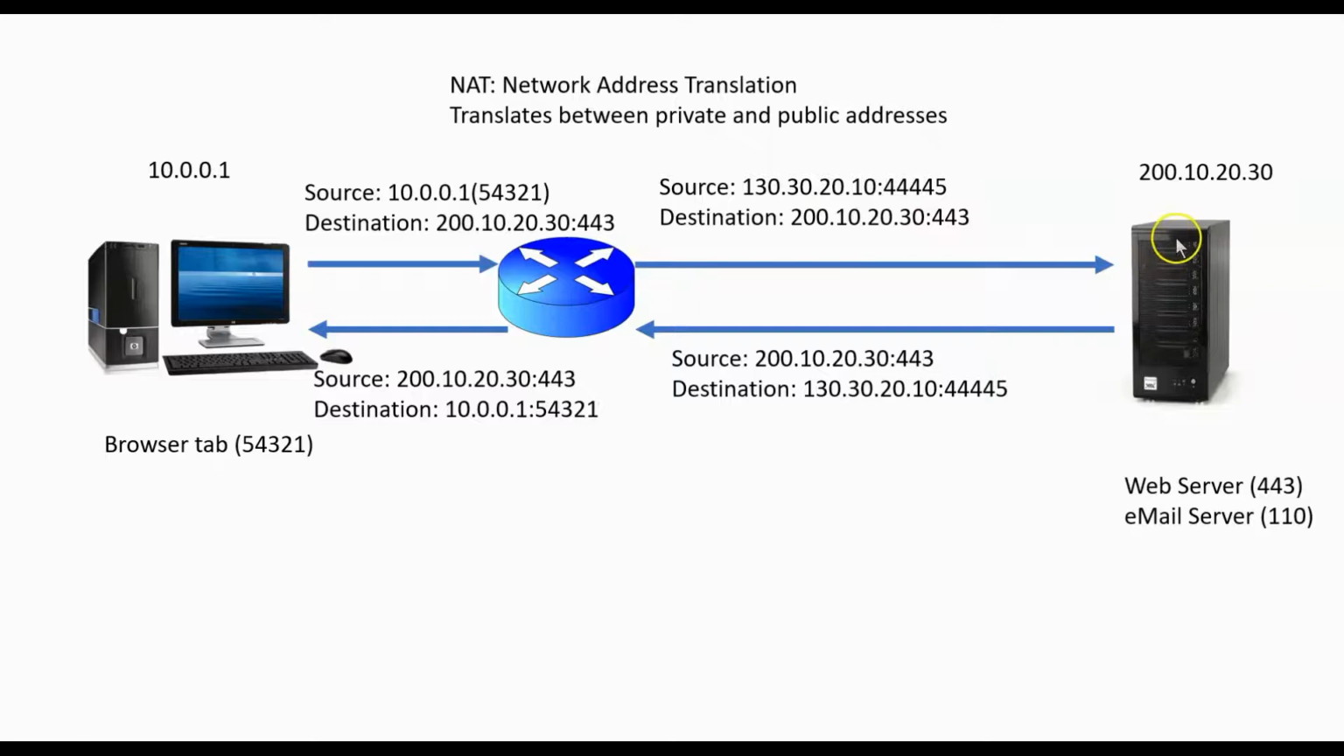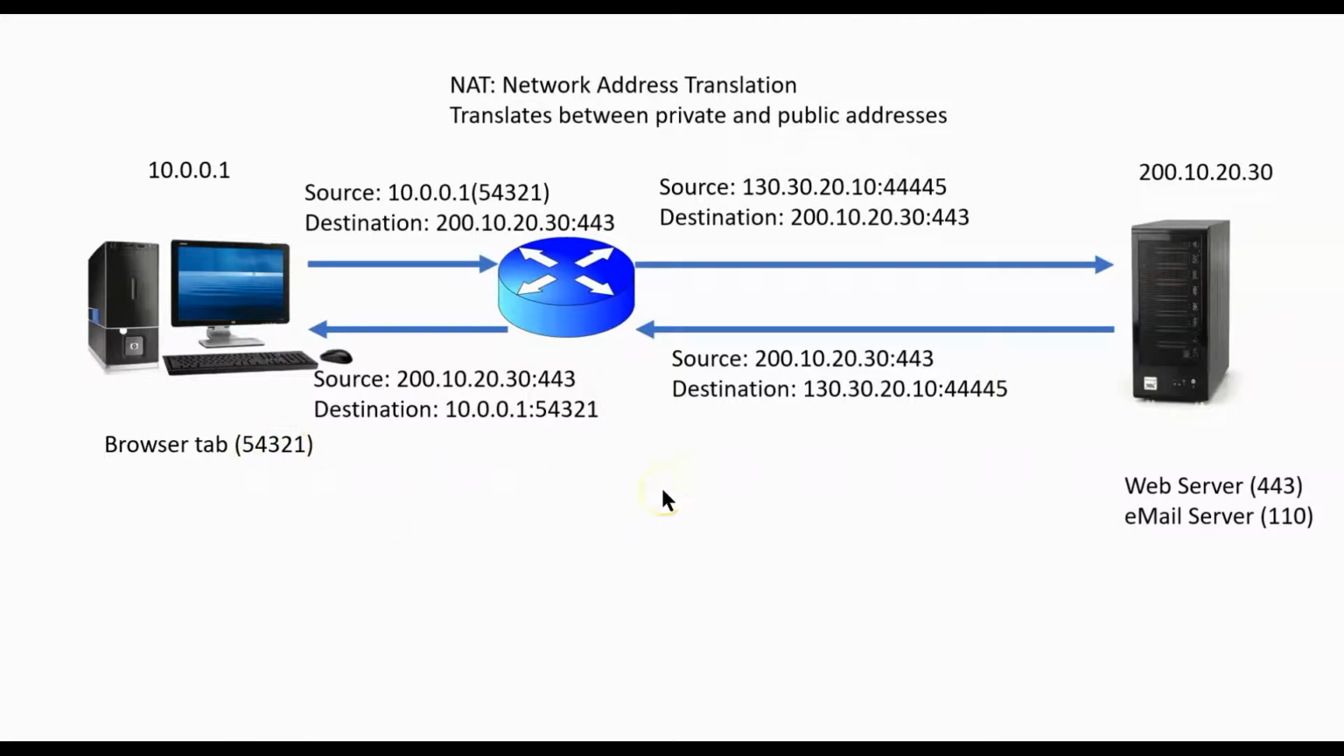Now this thing returns, but it doesn't know anything about this address, so it returns it to 130.30.20.10:44445. Once this router receives it, NAT goes back into action, and it looks it up on its table and says, oh, that one is the same one as 10.0.0.1:54321. So it translates that back to the new destination address, sends it back to the computer, and the computer's happy.